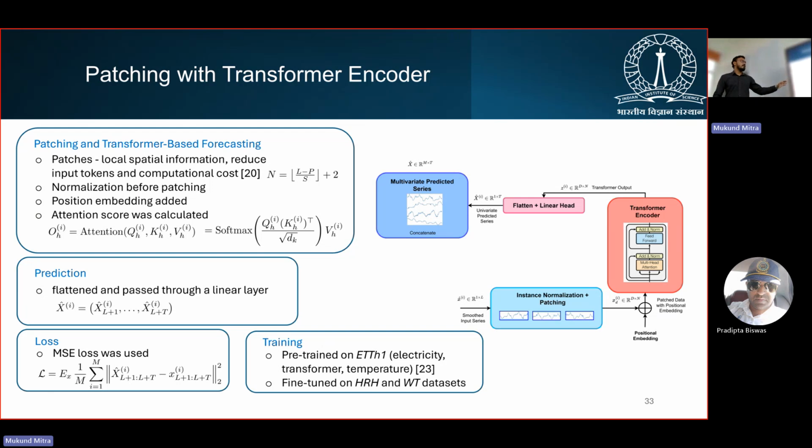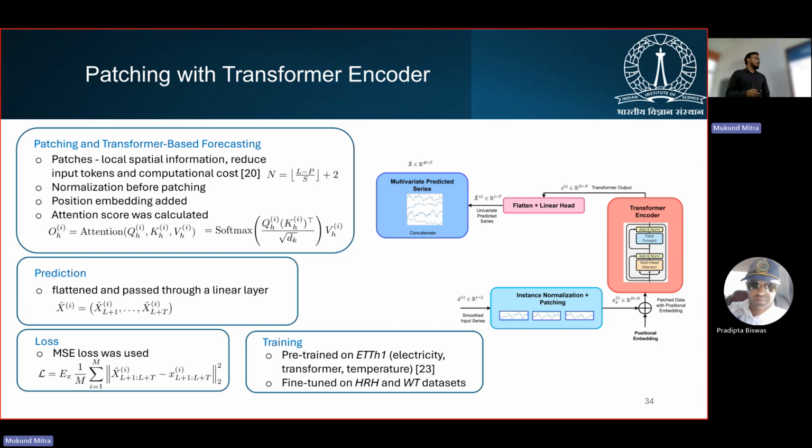So the equations are standard equations where we are using multi-head self-attention mechanism, which calculates the attention scores. And then we pass the data through a linear layer. So basically, first we flatten the data and we pass it through a linear layer to predict the future trajectory. The model was pretrained on ETTh1 dataset, which is electricity transformer temperature dataset, and was fine-tuned on the HRH, that is human robot handover, and a walking trajectory dataset with a mean square error loss.